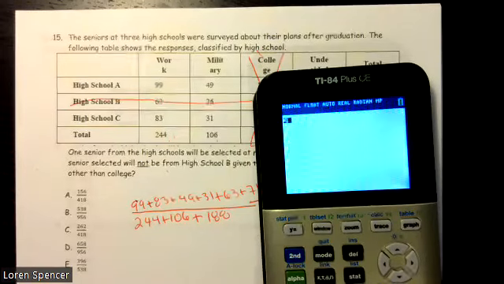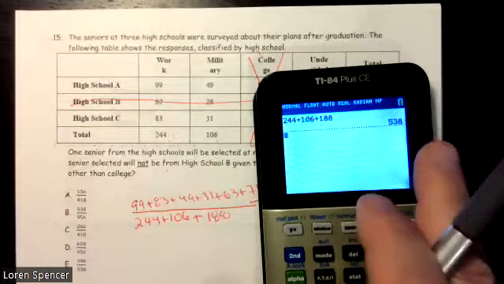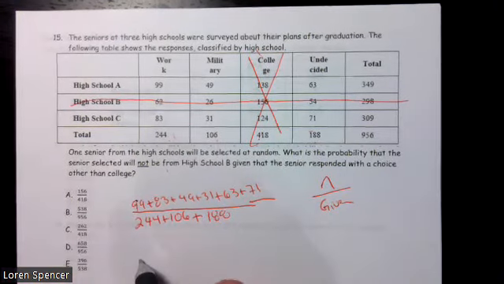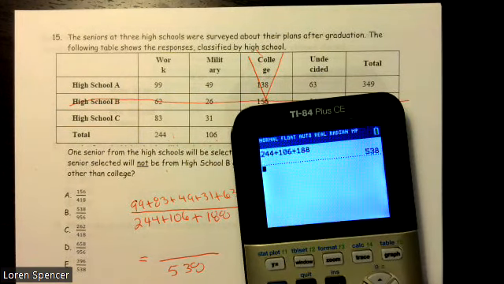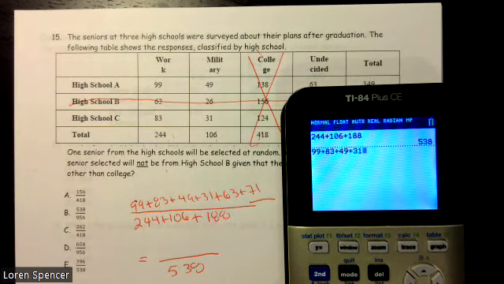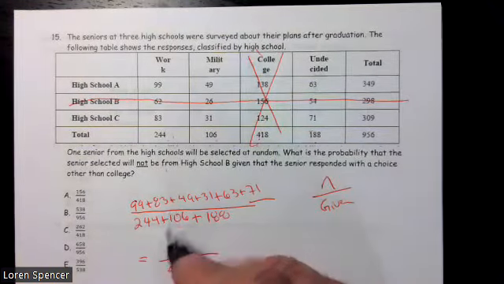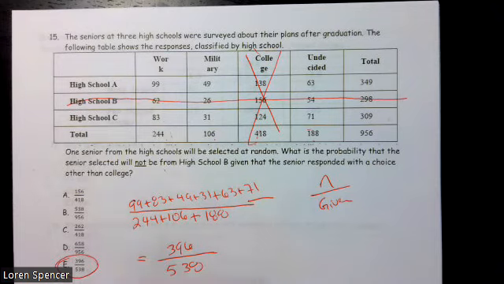Check out our denominator first. 244 plus 106 plus 188. And I end up getting 538 is my denominator. So my denominator is going to be 538, which is nice because we already know it's going to be E, but let's make sure I did the numerator right. 99 plus 83 plus 49 plus 31 plus 63 plus 71. And I get 396. So 396 over 538, the only answer choice could be is E.